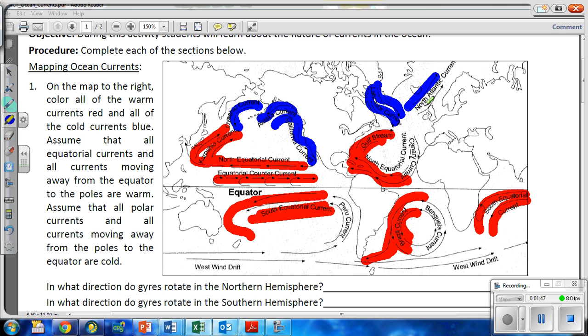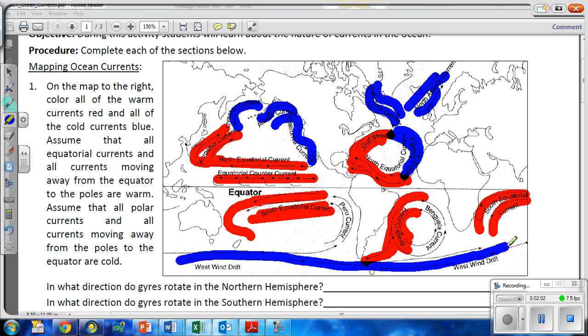The North Atlantic, the Canary, we already talked about that one being a nice cold current in the Atlantic. In the southern hemisphere, the west wind drift basically is a current that goes around Antarctica, so it's all going to be cold. The Peru current will be cold. And the Benguela current over in the South Atlantic would be cold as well.